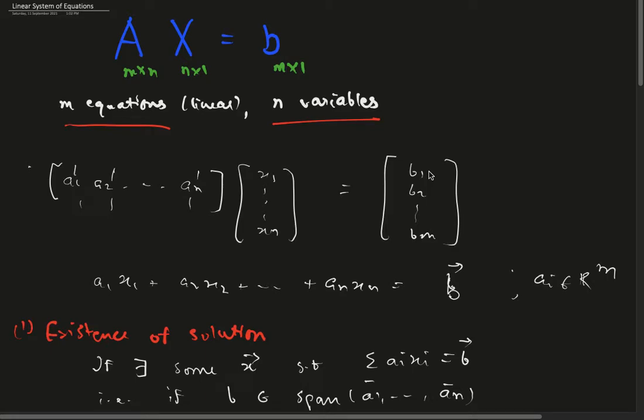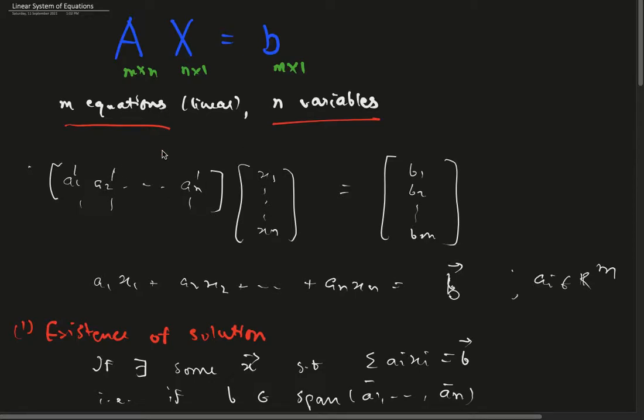How to solve a system of linear equations of the form Ax = B, where A is a matrix of dimensions m cross n, x is a vector of dimension n cross 1, while B is a vector of dimensions m cross 1. So it's something like we have m linear equations and n variables.